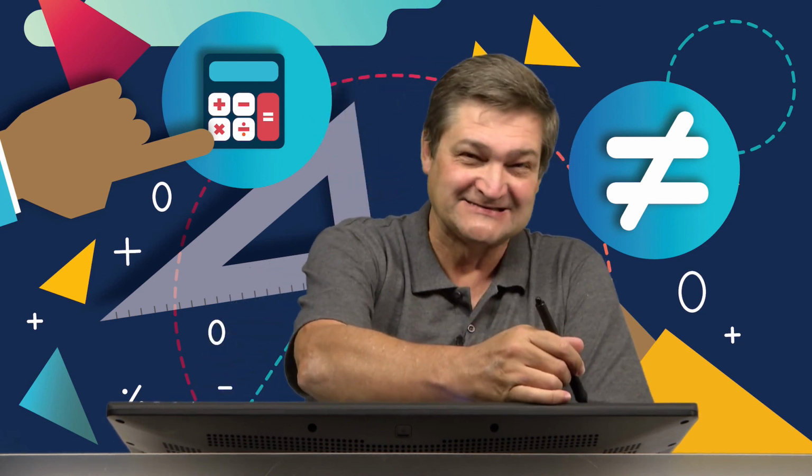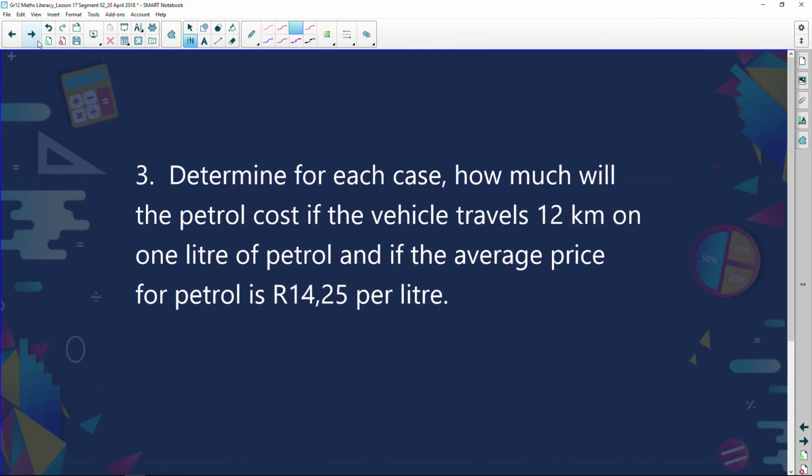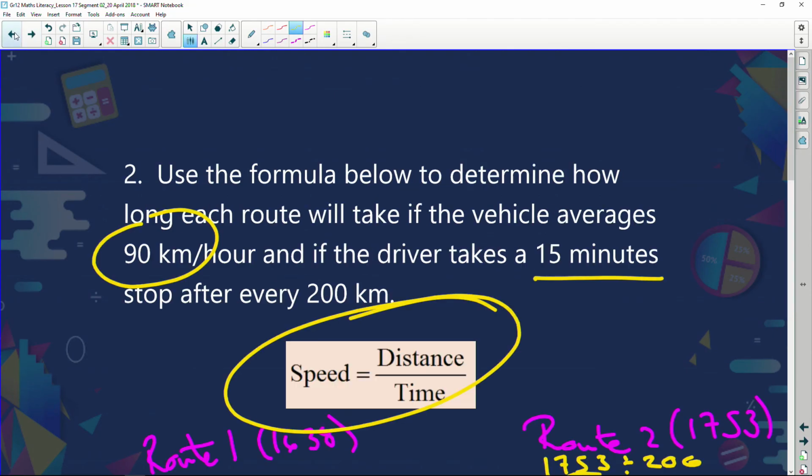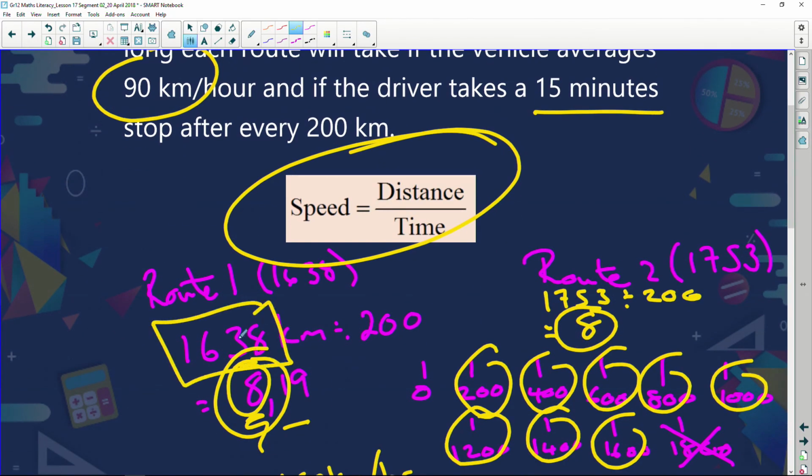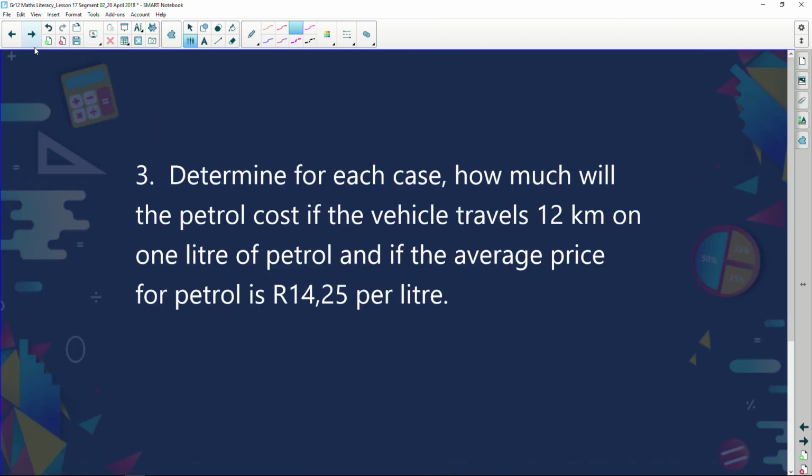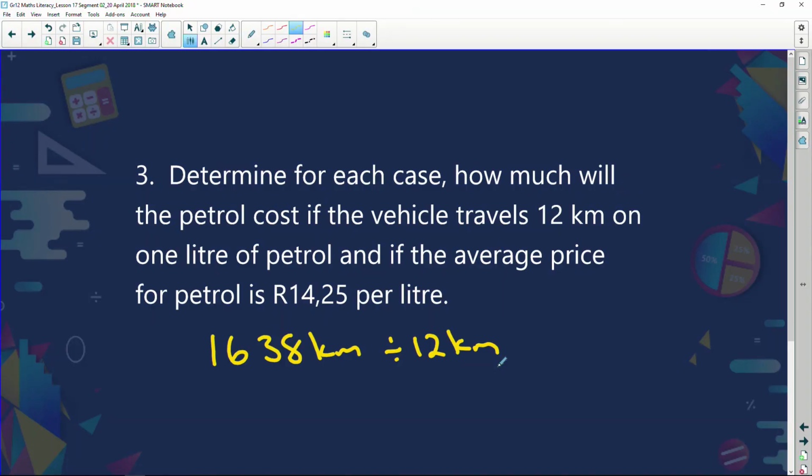Okay, right, exciting stuff, eh? Now, it goes on and says, determine for each case how much the petrol will cost if the vehicle travels 12 kilometers on 1 liter of petrol. We're not going to do it for both because time's against us, but for our first distance, we got 1,638 kilometers. We're told that our car can travel 12 kilometers on 1 liter. So we're trying to find out how many liters we need in order to get to Cape Town. If my car needs 1 liter for every 12 kilometers, how many 12 kilometers are there in 1,638 kilometers?